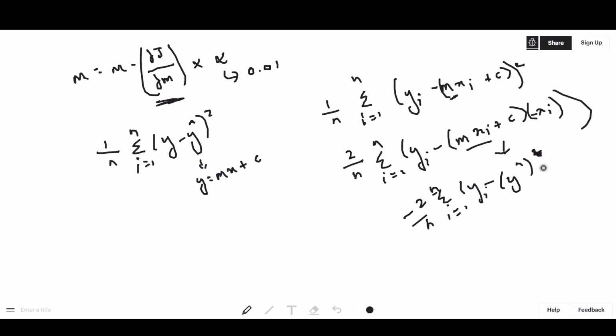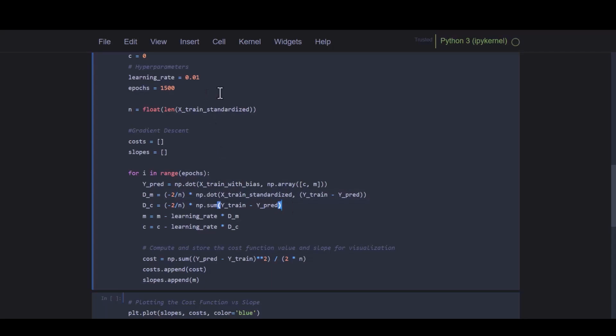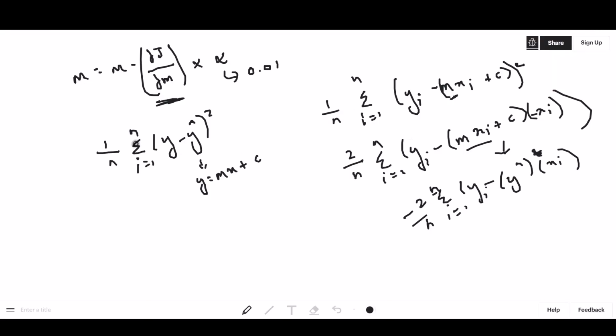Actually, this is not square. I brought the minus to the front, and the remaining xi will be there. So we are multiplying the data point with this predicted value. So this particular equation is given here. And if we differentiate with respect to c, the intercept, we will not be multiplying it with the x value. As c is a constant, while differentiating it, it won't affect the equation.